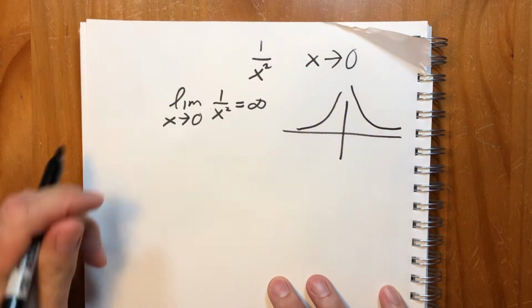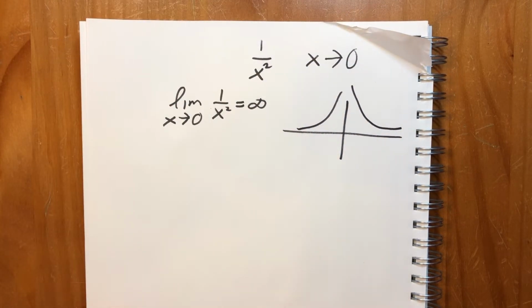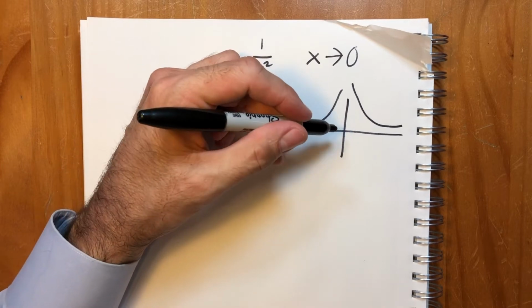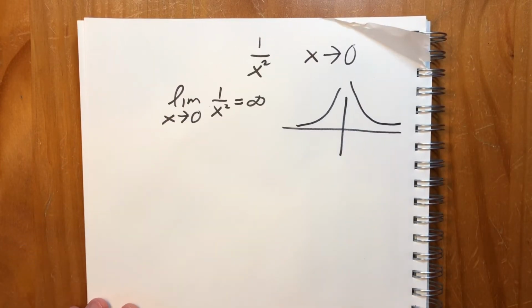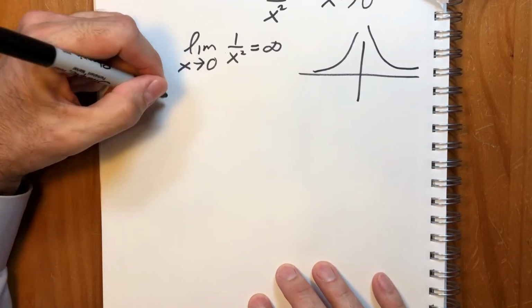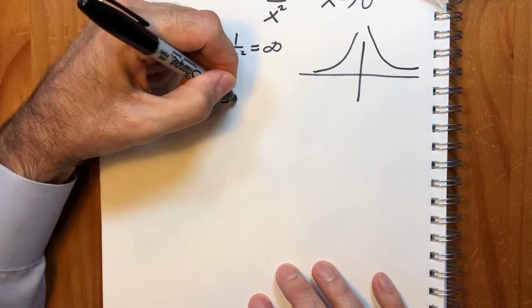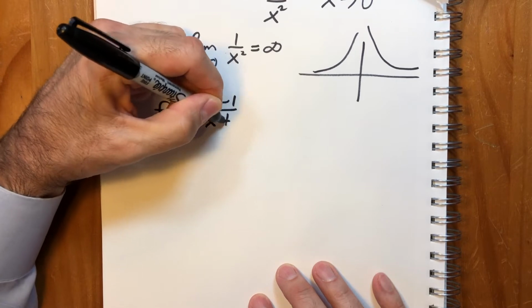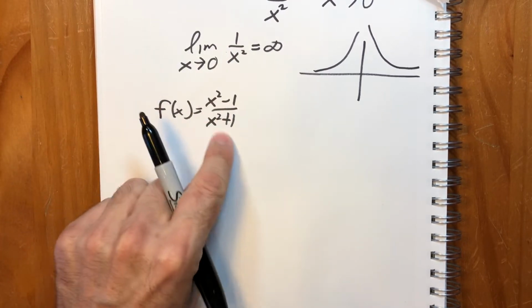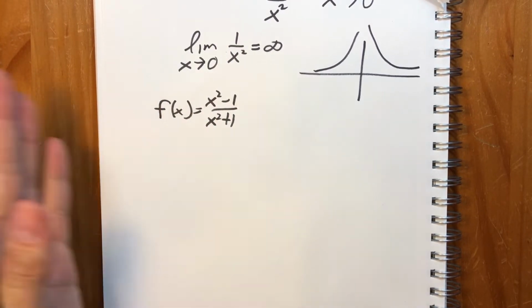So today, we're going to let x grow arbitrarily large and see what happens to f of x. In other words, so far we've been looking at what happens to y as x approaches a certain number. Now we're going to see what happens to y if x goes out to infinity. So here's a function, x squared minus 1 over x squared plus 1. What happens to this function as x gets arbitrarily large?